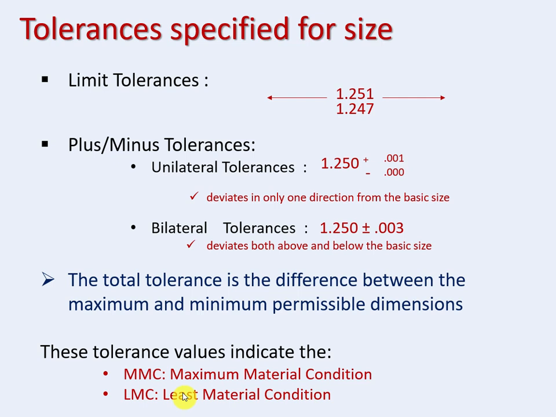What are these conditions, guys? The MMC is the maximum material condition, the heaviest assembly. The LMC is the least material condition. Okay? So MMC, maximum material condition, and LMC, least material condition.